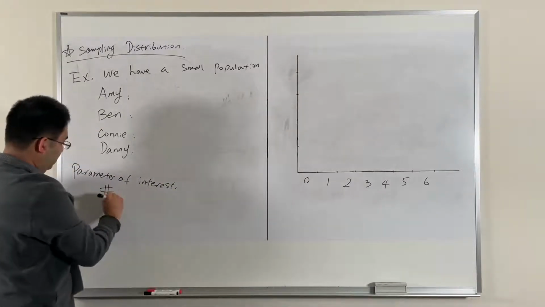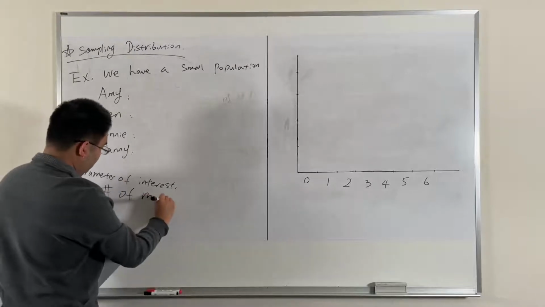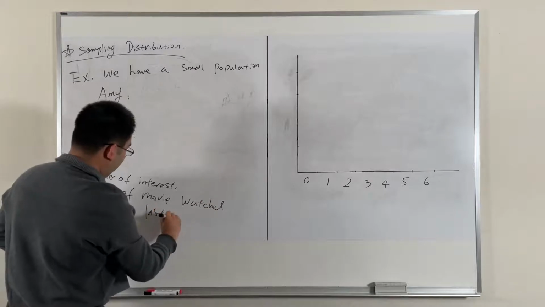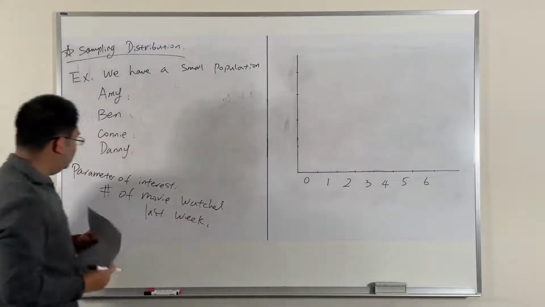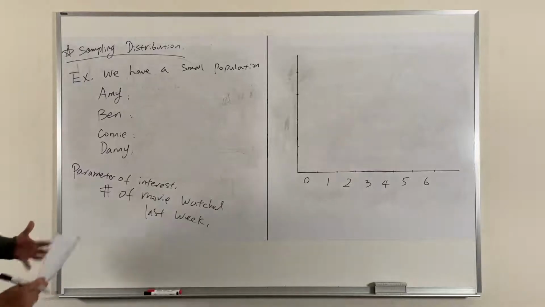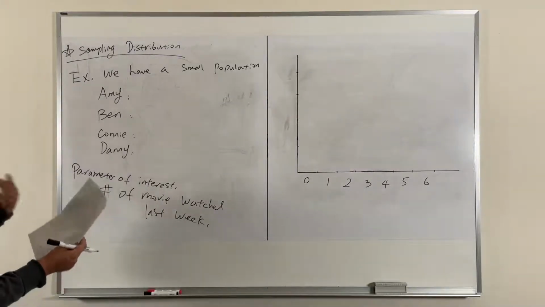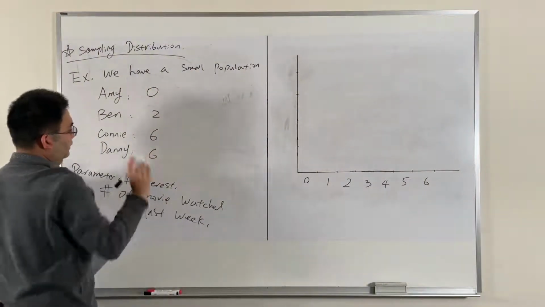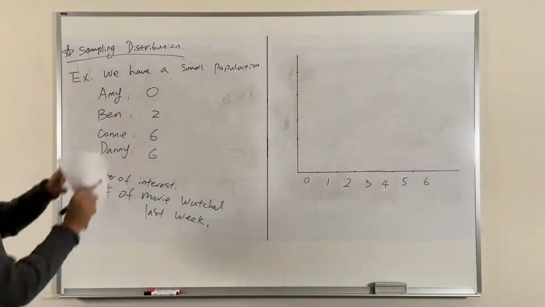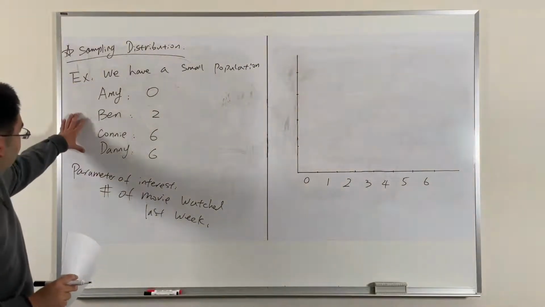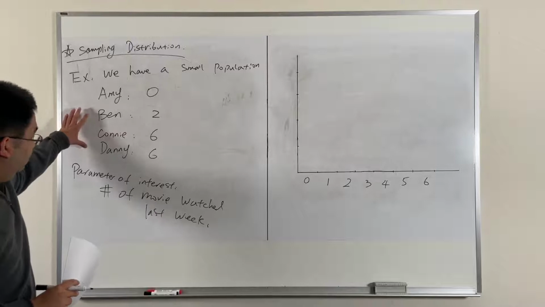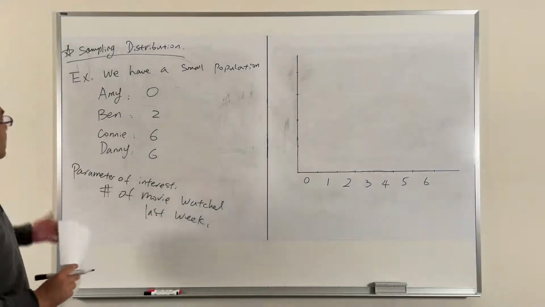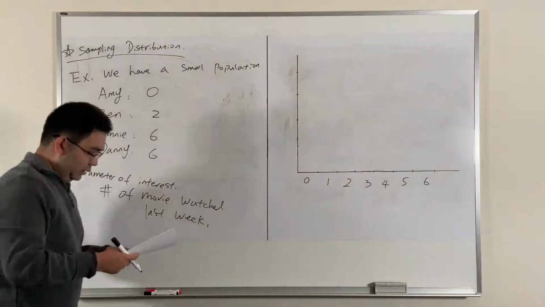is the number of movies they watched last week, right? How many movies they watched last week? So this is the parameter of interest, or the population parameter of interest. Amy watched 0, Ben 2, Connie 6, and Danny 6. This is our population, a small one, and this is our population data, and the parameter is how many movies they watched last week. Okay, good.